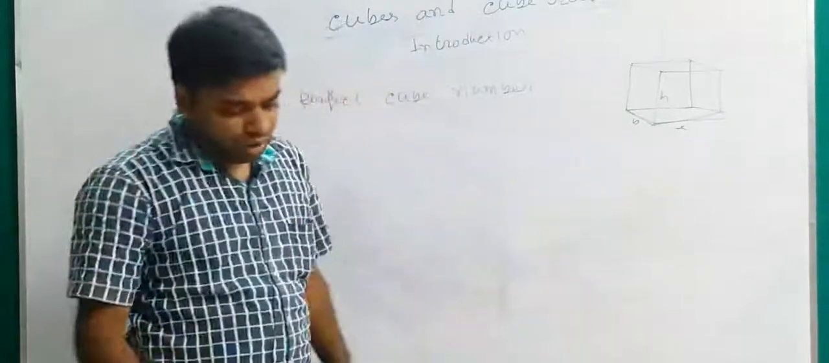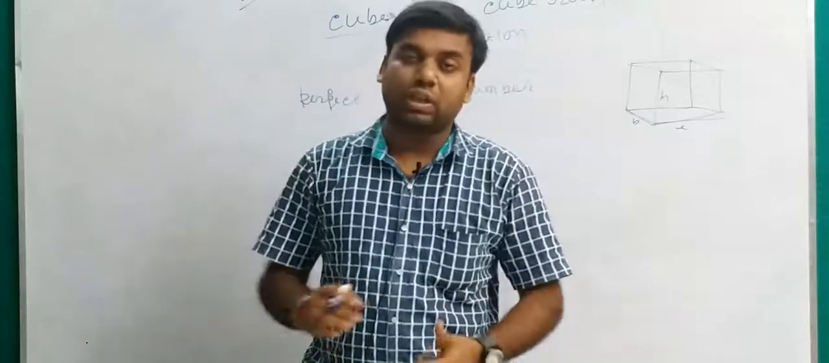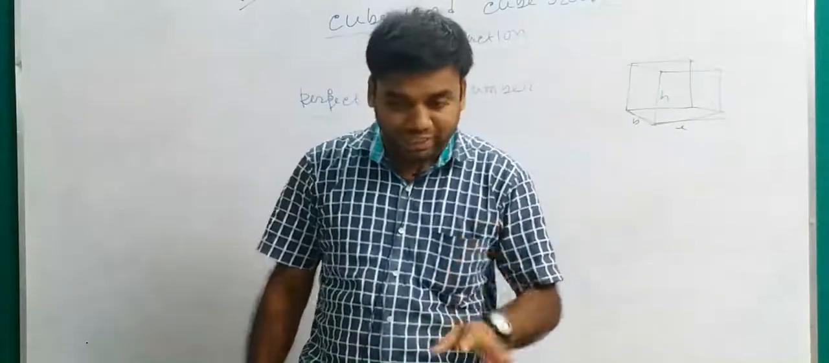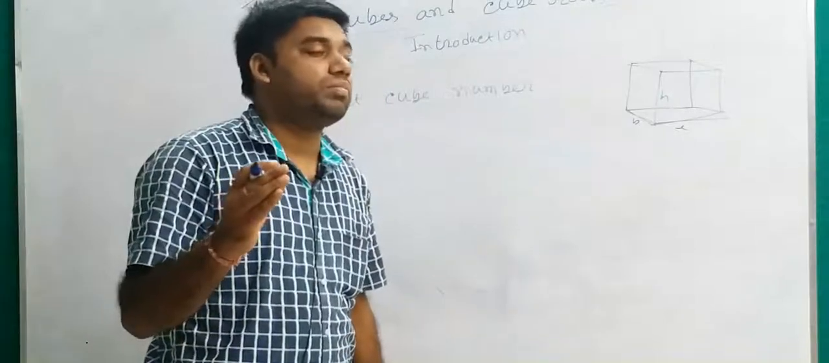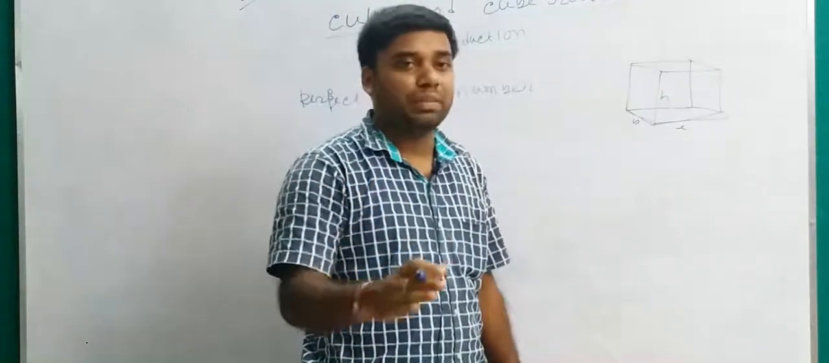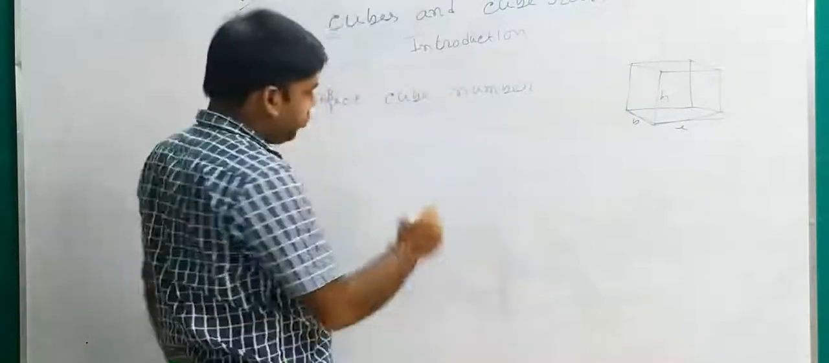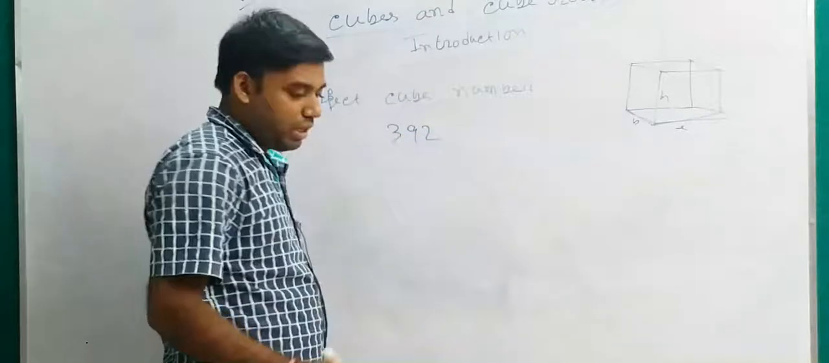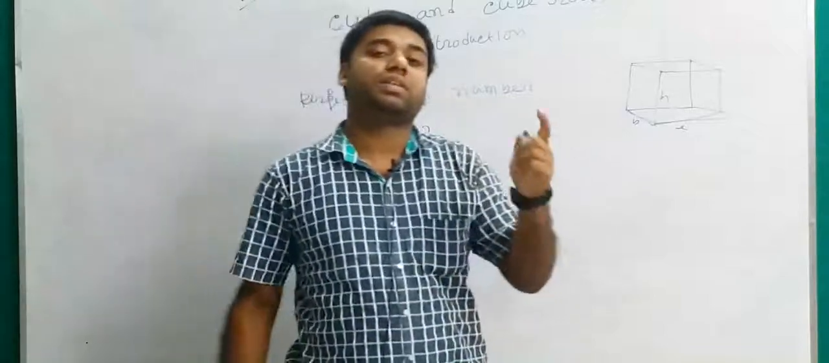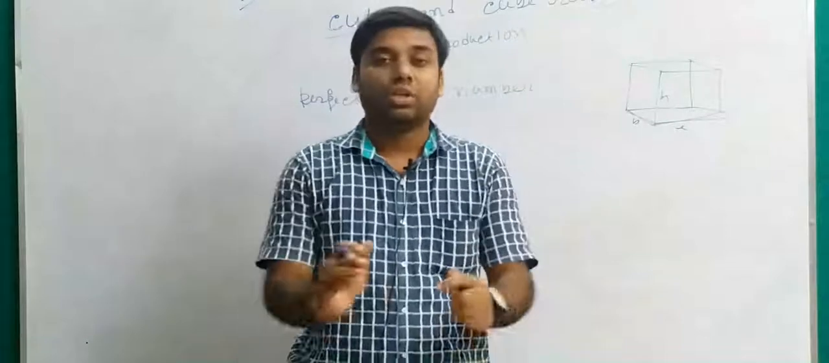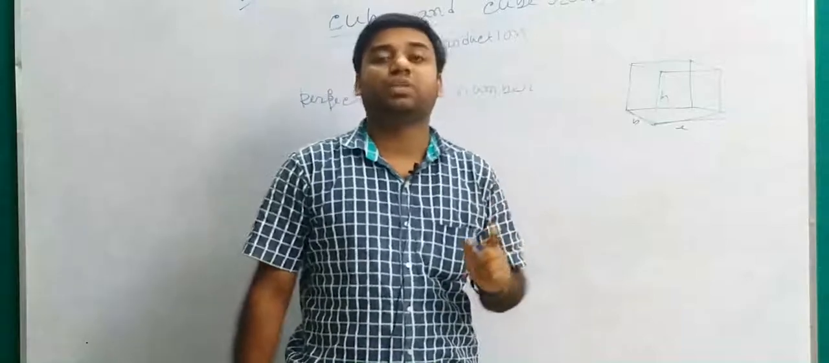Next, so we can check whether those numbers are perfect cubes or not. Now the next problem is, you will be given a number, you have to find a number such that multiplying the given number by it gives a perfect cube number. For an example, 392. The question is, which number should be multiplied with 392 such that the resultant number will be a perfect cube number?